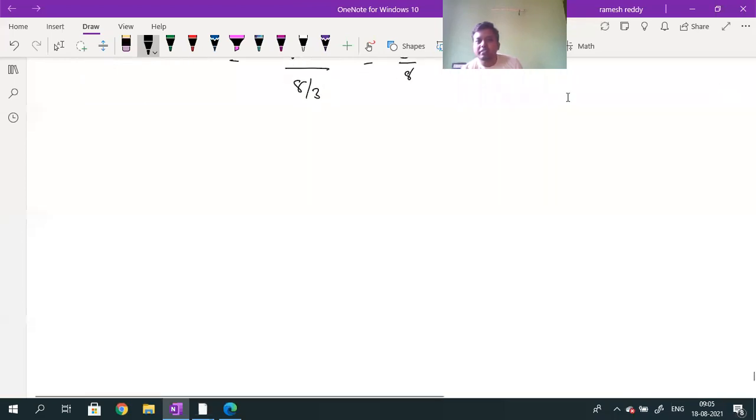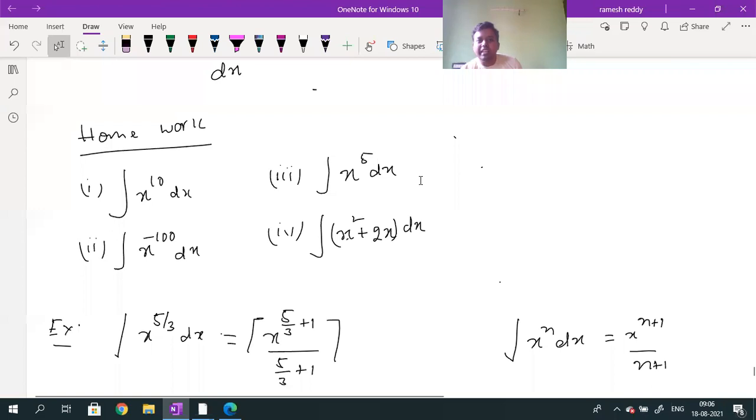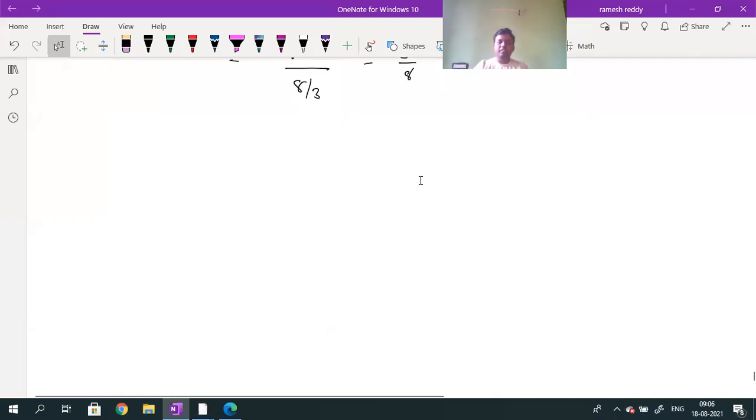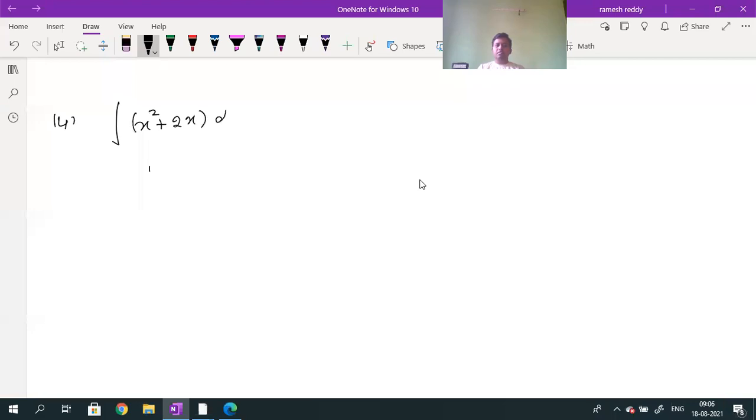So after this, actually, asking for the fourth question. What is the fourth question? What is the integration of x square plus 2x into dx? Question number four. First you have to split the integration. It can be written as the integration of x square into dx plus the integration of 2x into dx. Right? What is the integration of x square into dx?